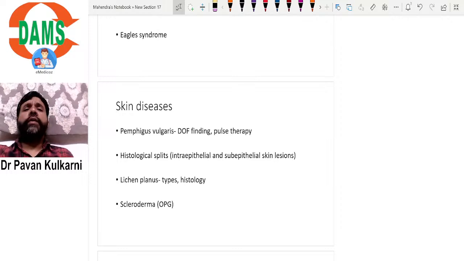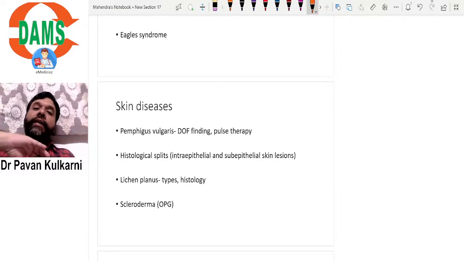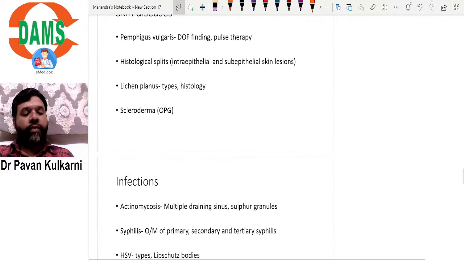Scleroderma will show a characteristic OPG finding. What is scleroderma? We know that it is systemic sclerosis, where there is excessive deposition of collagen, the ramus of the mandible becomes thin, and the OPG will characteristically show what is called the tail of a whale appearance. Tail of a whale appearance. Again, that is a characteristic OPG finding you are expected to know in case of scleroderma.